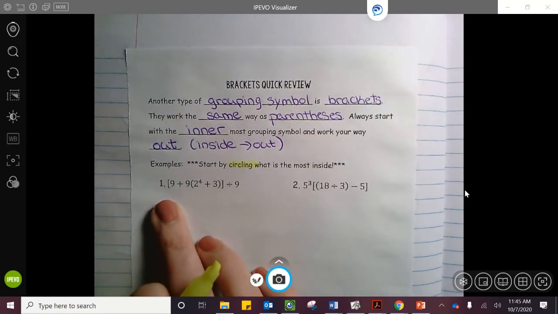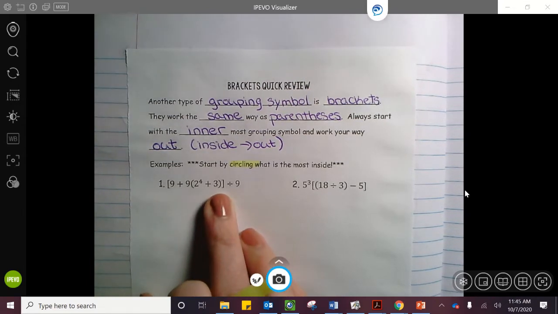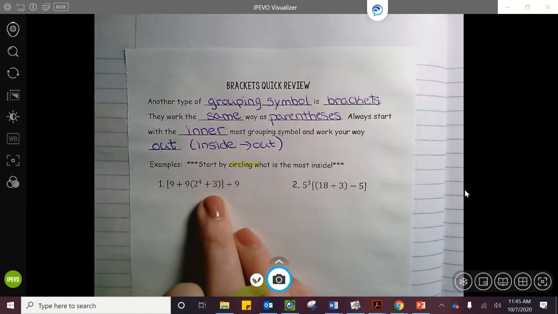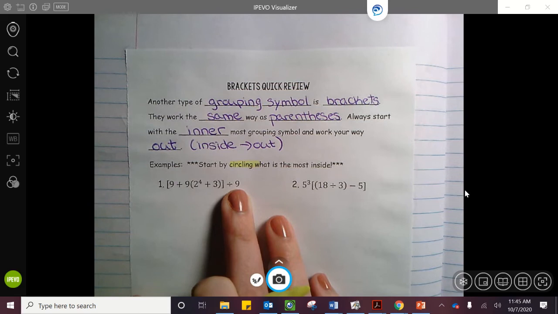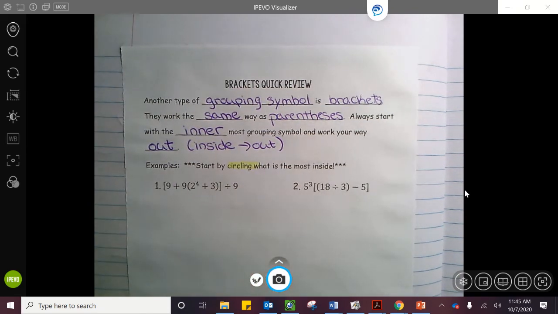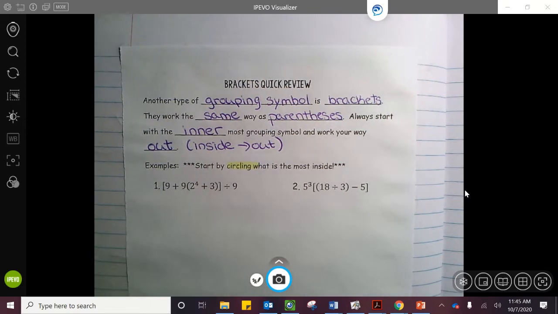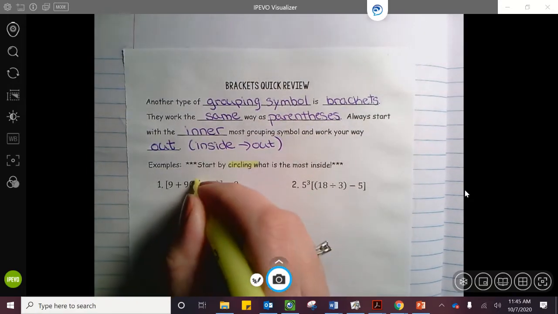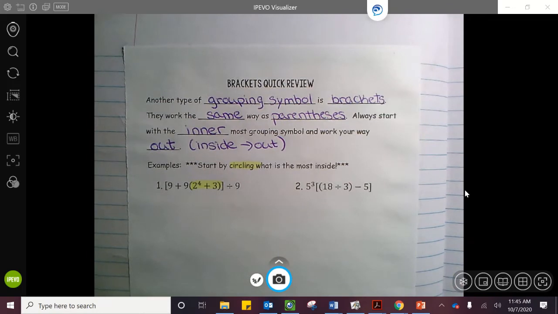So for problem number 1, I have these brackets that you see kind of on the outside here. I have parentheses within them. I have some other operations going on as well, but we have to start with basically our inside and work our way out if you have multiple ways of showing grouping, brackets and parentheses, for example. So I'm going to start within the parentheses because that is the innermost grouping as opposed to the brackets, which are on the outside of that.